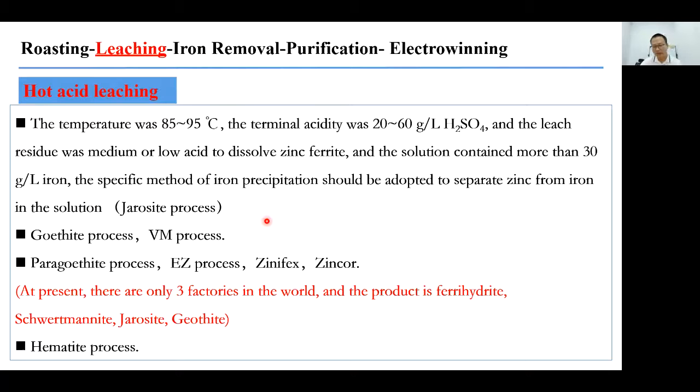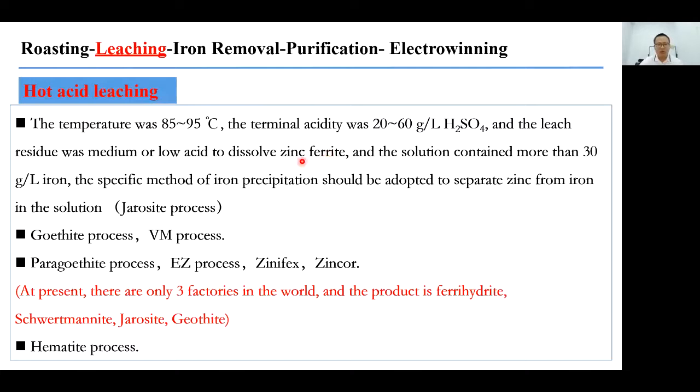So let's look back at our leaching stage. After the roasting, we have calcine, and the zinc stays as zinc oxide, and some amount of it is still as zinc ferrite. And in the neutral leaching stage, zinc ferrite is not leached. So in order to recover zinc here, acid leaching and hot acid leaching are developed.